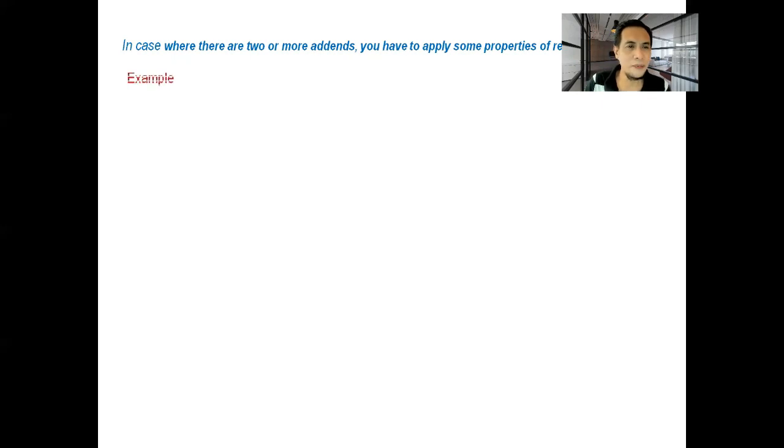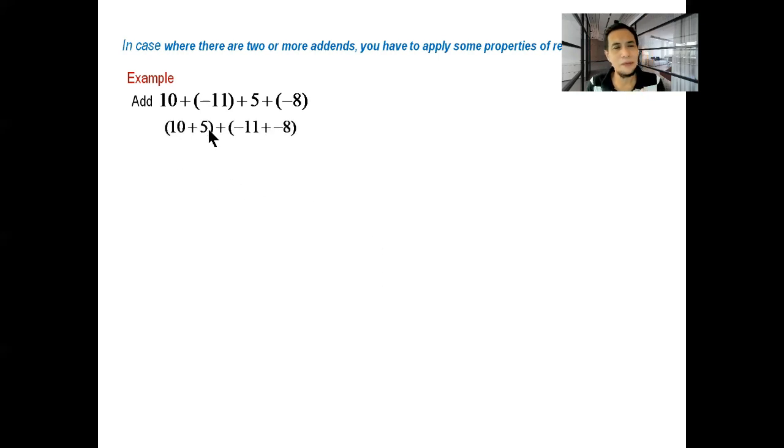Now, we will apply this if we have 2 or more addends, okay, like that one. 10 plus -11 plus 5 plus -8. Anyway, we can apply the absolute value, or we can also apply the real number line. But in this case, we can apply some properties of integers or properties of real numbers. Okay. We have 10 plus 5. Why 10 plus 5? Because of associative property, wherein we are grouping the numbers according to their signs. We will combine all the positives in one group and all the negatives in another group, okay, to make it easier. So that's why 10 plus 5 plus -11 plus -8. Okay, we know that 10 plus 5 is 15. That's not questionable.